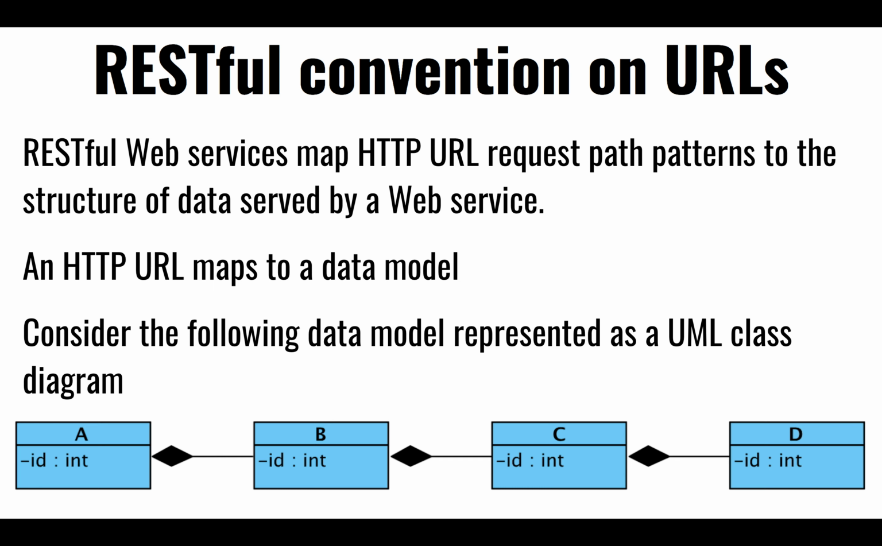So REST suggests that the structure of the URL that you use to interact with the data should be based on the structure of your data. Let's take a look at this example here. We have A, B, C, and D. These are all classes, and we have several one-to-many relationships. So one instance of A has many instances of B. One instance of B has many instances of C, and so on and so forth. So you can replace this with maybe A being course and B being module. So one course has many modules.